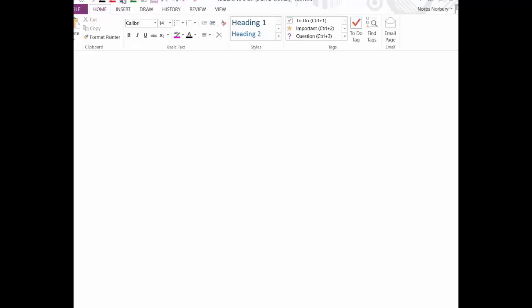Hello and welcome to lesson 6, which is the third lesson of coordinate geometry, and today we're looking at the gradient of a line. So lines come in all different directions.